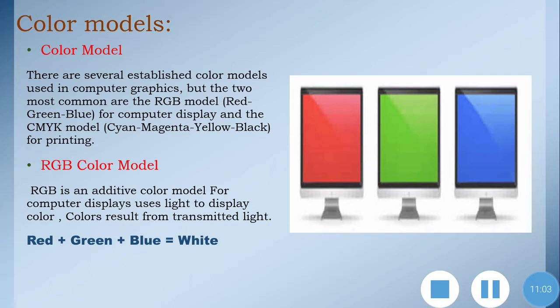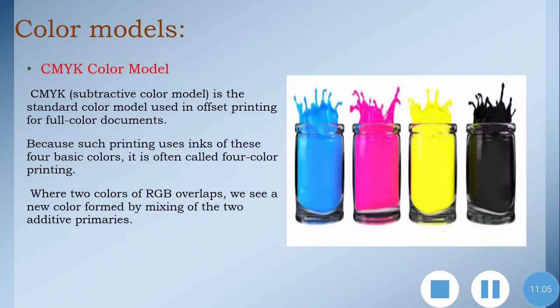The next is the subtractive color model, a secondary color model. It is also called the CMYK color model. It is a secondary color model, a subtractive color model. CMYK stands for cyan, magenta, yellow and key. We use it along with the key.